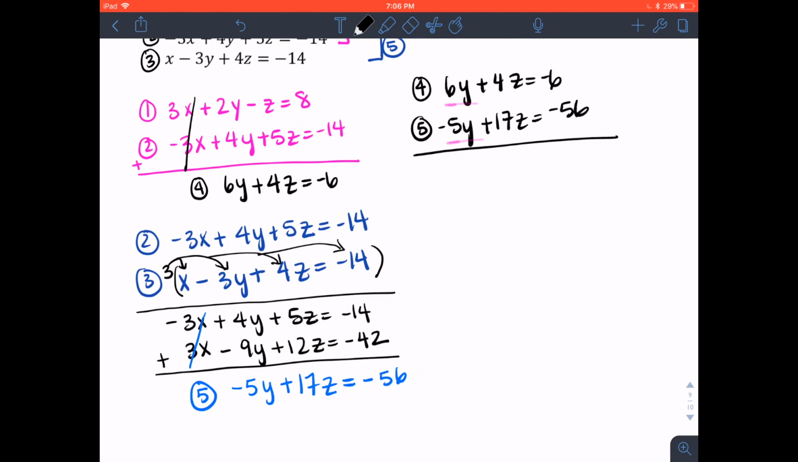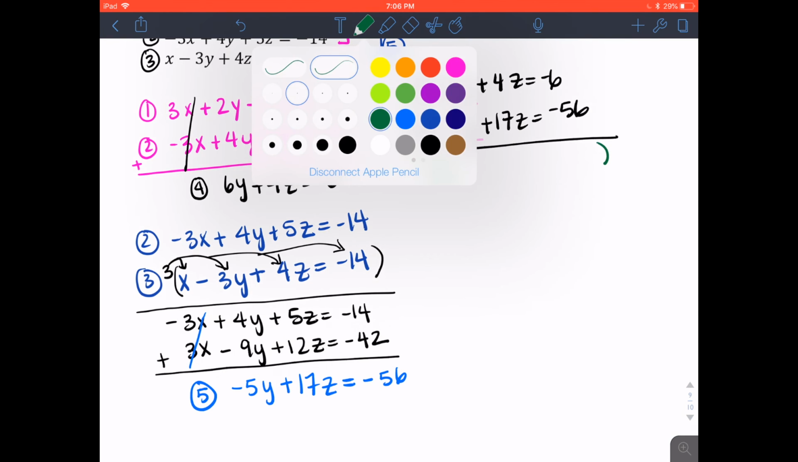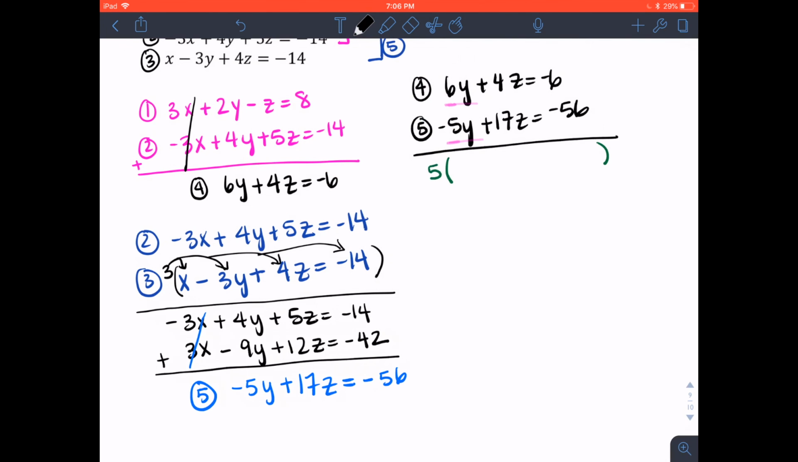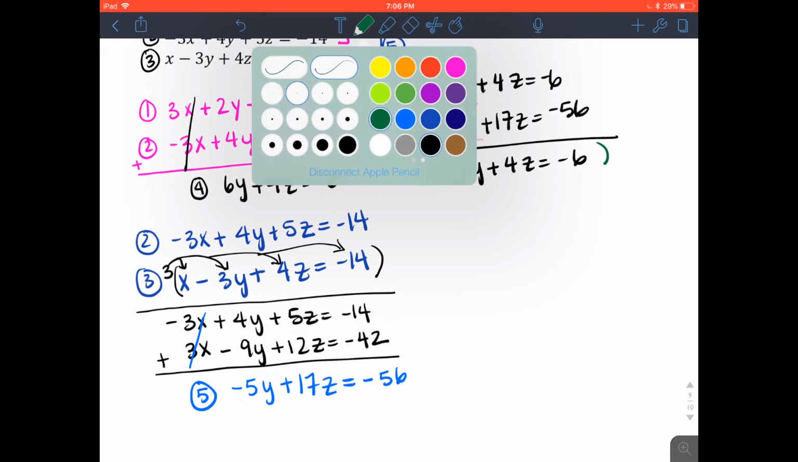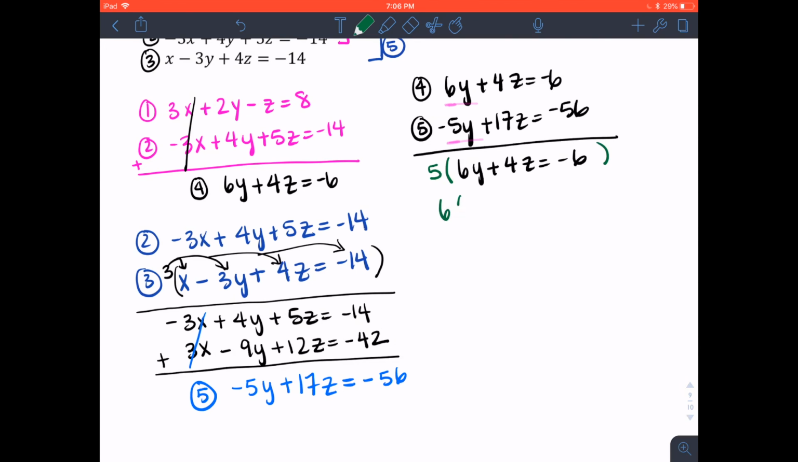Well, for 6, if I multiply the 6 by a 5, I can get a 30 for the y. So in this case, I'm multiplying the top equation by 5. And the bottom equation, I'm multiplying by 6.